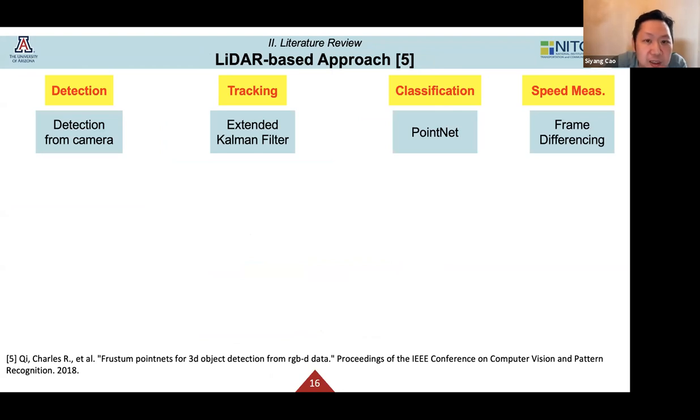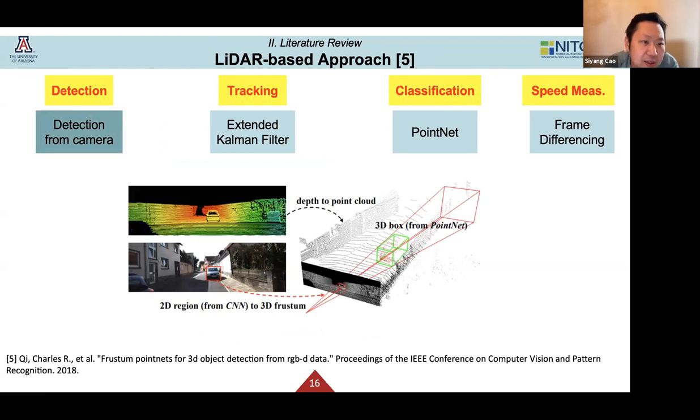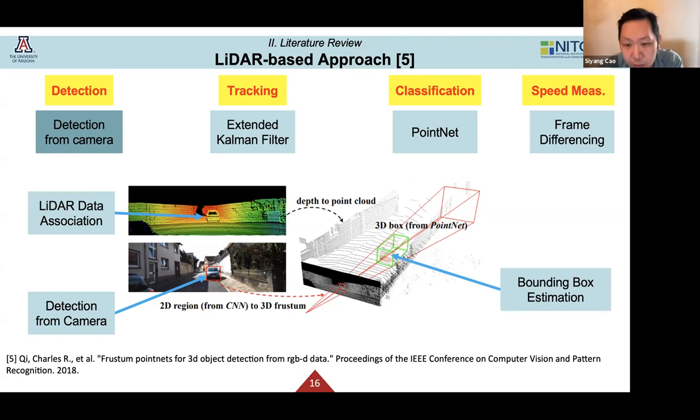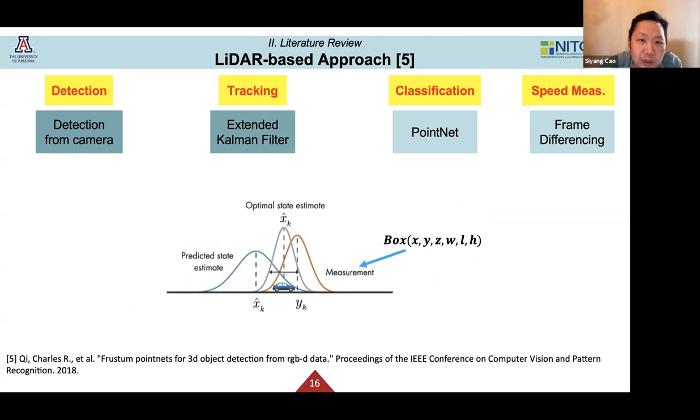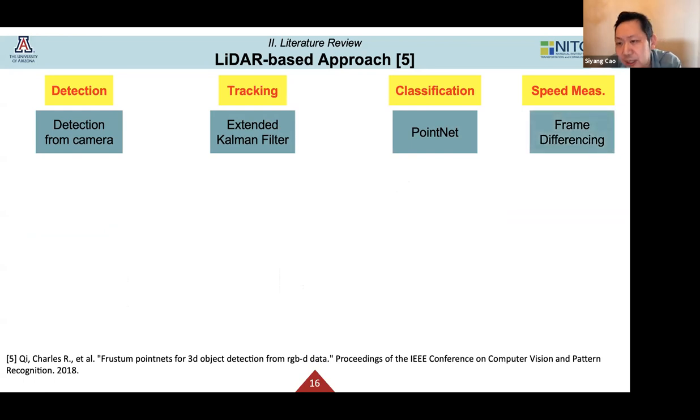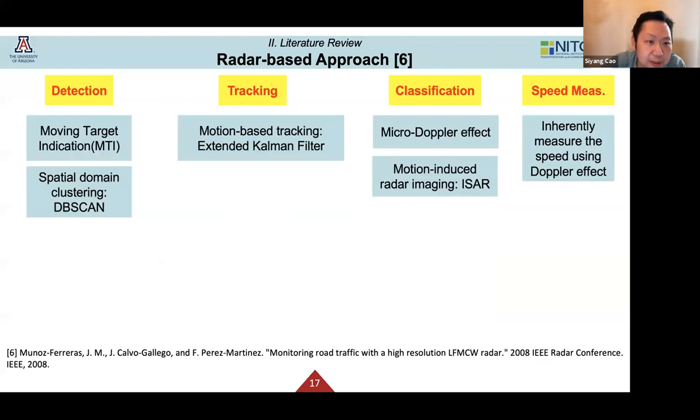In terms of detection, LiDAR can work together with camera. For example, this paper was trying to use camera to generate a two-dimensional box, and further project it into a three-dimensional bounding box, and the LiDAR data can be associated into that bounding box to make a detection of the object, and as well as we can do tracking. For tracking, we can apply a Kalman filter for LiDAR data also. For classification today, PointNet can be used for LiDAR data to classify objects. And it can also use frame difference to measure the speed.